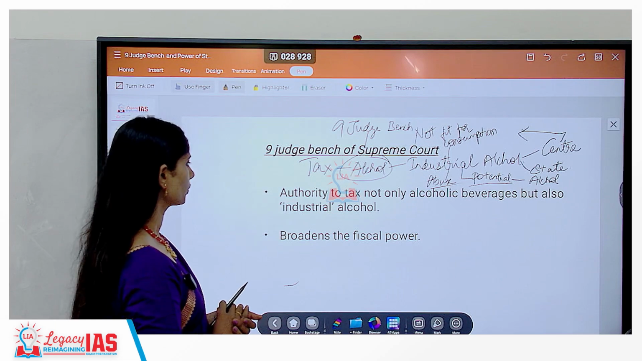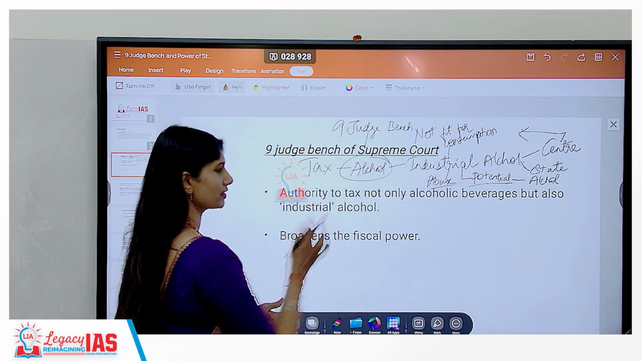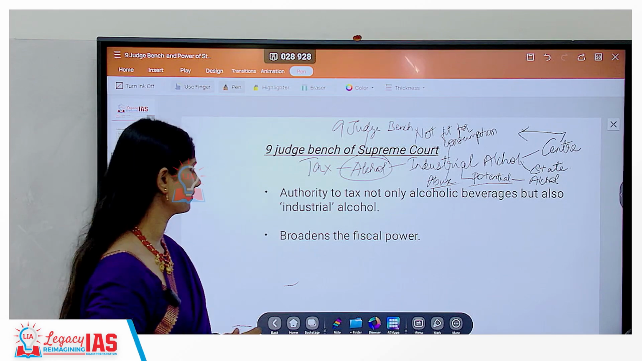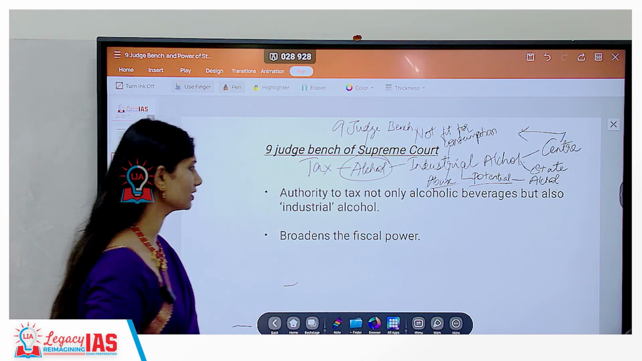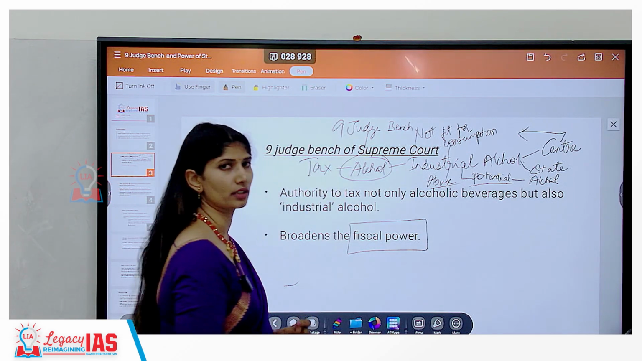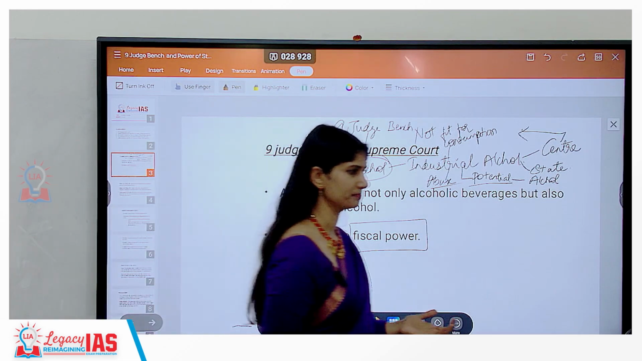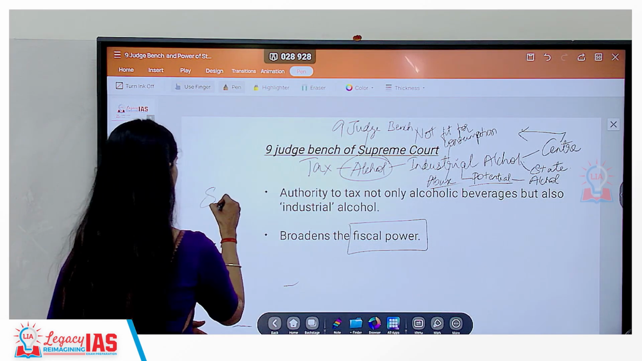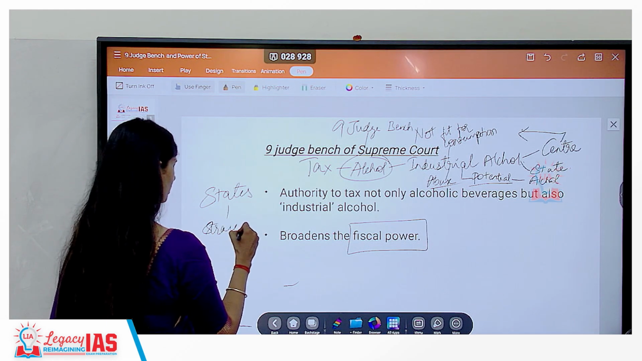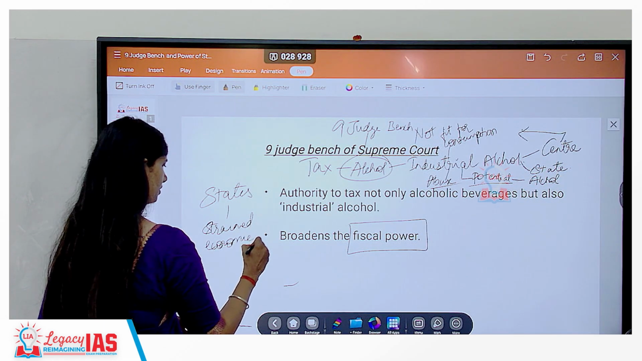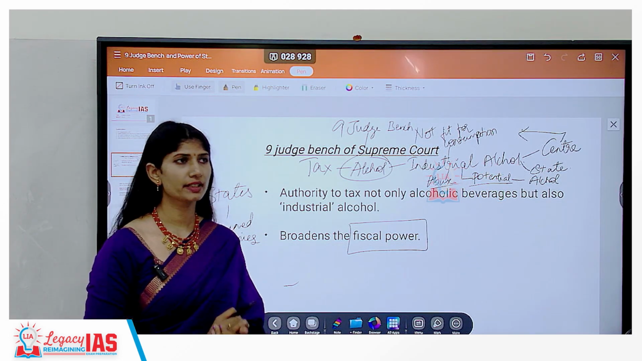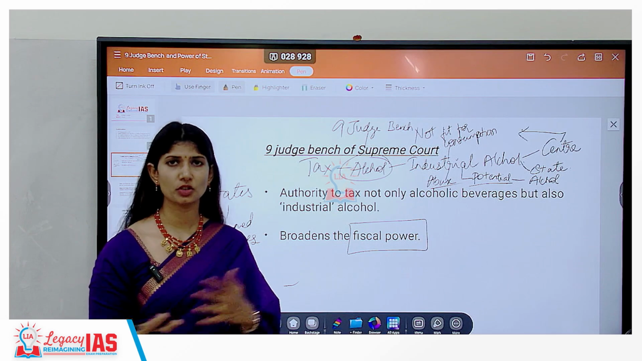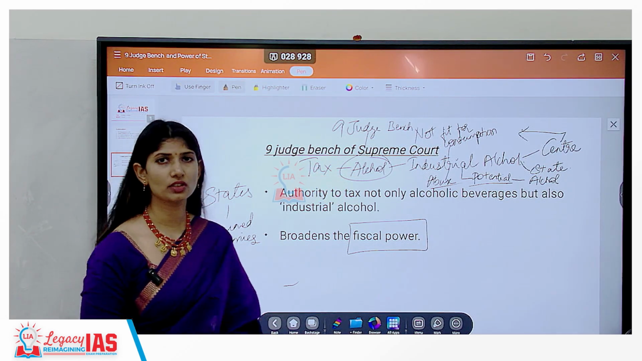First, the center's claim is that it can tax alcohol but not industrial alcohol, the states. And one of the reasons the states are asking is fiscal power. It is not an unknown thing that states have strained economies. For them, taxation is the only way to safeguard themselves. The devolution from the Finance Commission, which makes recommendations, is there, but still the states' economies are usually strained.